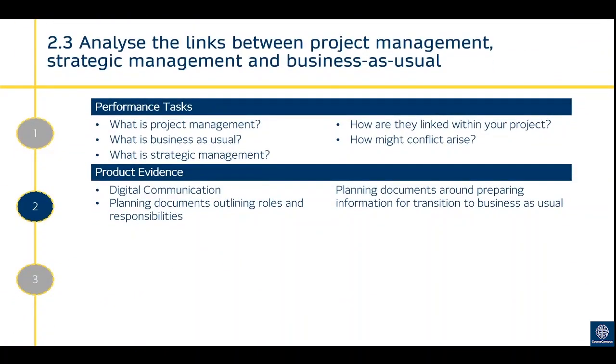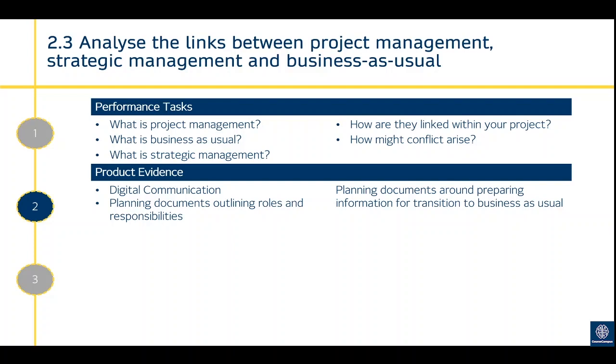2.3. Analyse the links between project management, strategic management and business as usual. This one's a bit awkward to try and get a holistic statement. What this is about is understanding the role that each of these three things play. So strategic management is all about high level, long-term decision making. So strategic management will make a decision that they'll look into the future, say in 5 years' time we need this to happen. They'll then commission a project sponsor and a project manager to put together a project so that is in place within that time frame.